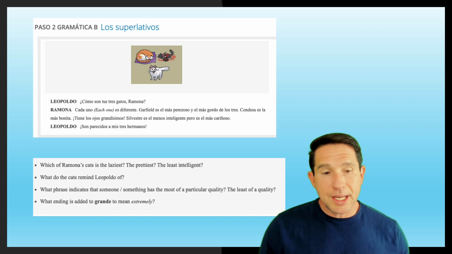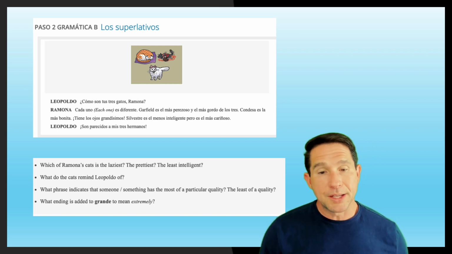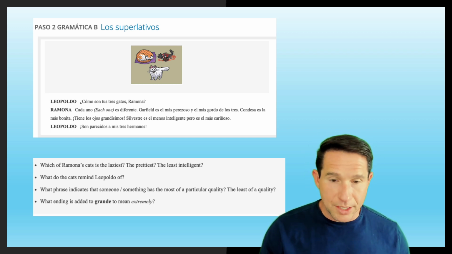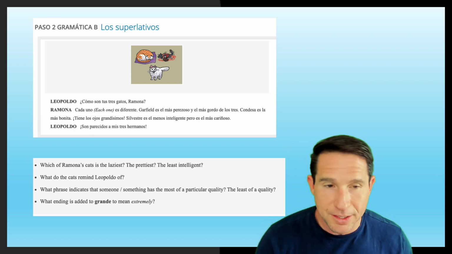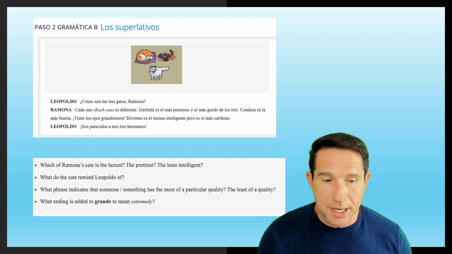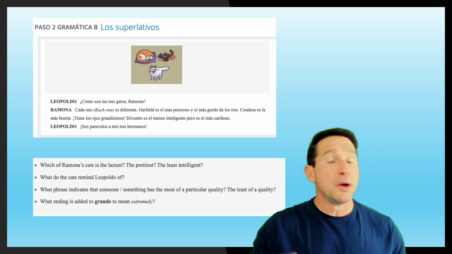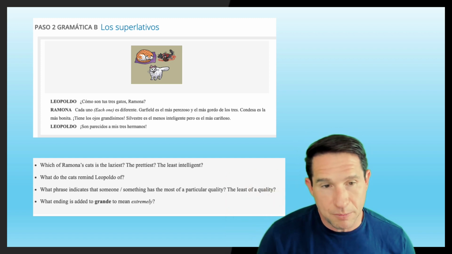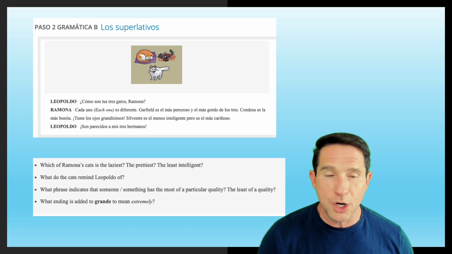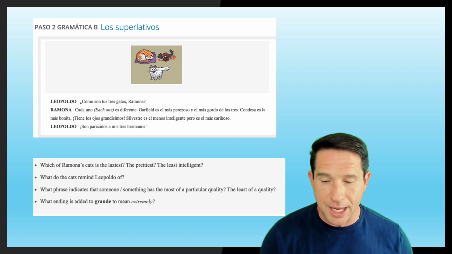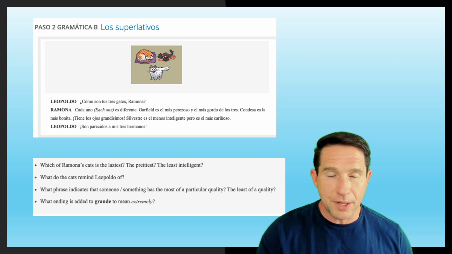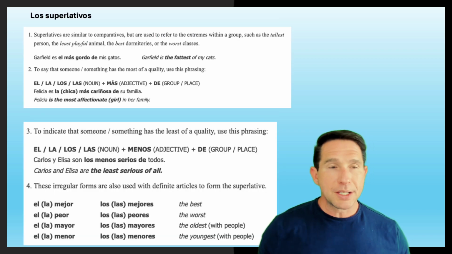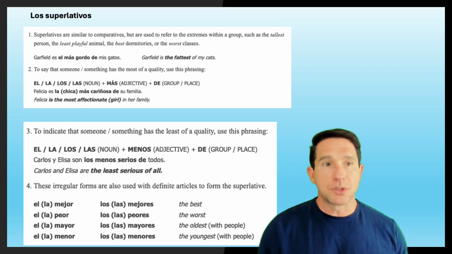What phrase indicates that someone or something has the most of a particular quality? Right? So look, grandísimos. I'm going to get to this fun word to say in a minute, but it means the most, absolutely to the extreme, right? Spanish can play with word derivatives and endings like that, diminutives and things of that nature. We'll talk about that in just a moment. But let's get to los superlativos.